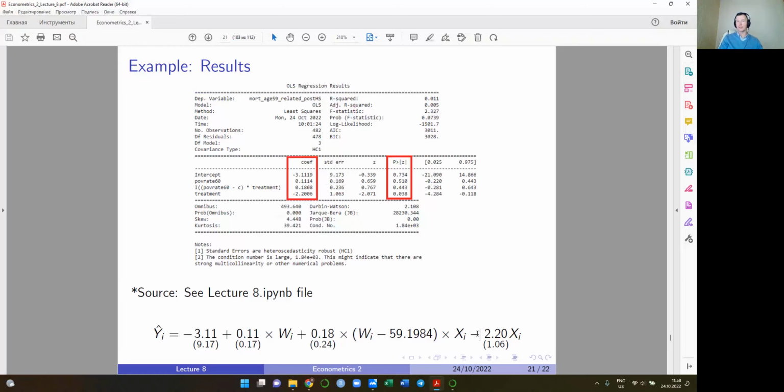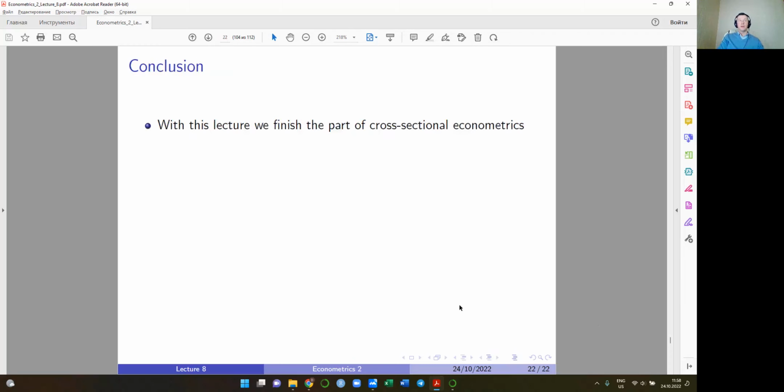You will compare this effect, which is statistically significant, with the overall mortality rate of kids in these poorest counties, and you will conclude whether this is economically significant, whether it is a reasonable estimate or not. And I believe this is all.